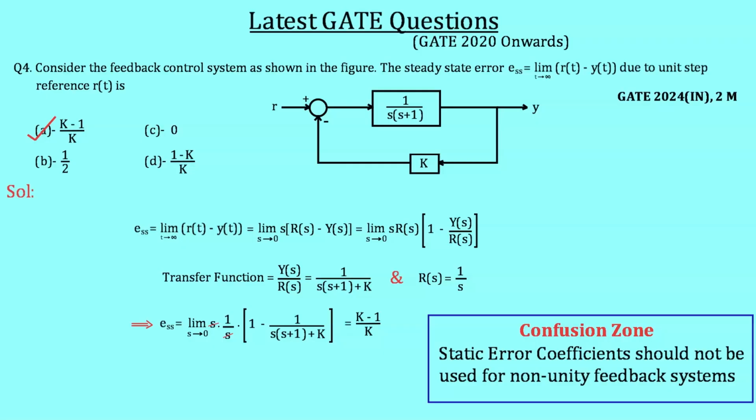After converting a non-unity feedback system into a unity feedback system, there are a few more steps that one has to follow to find the steady state error.